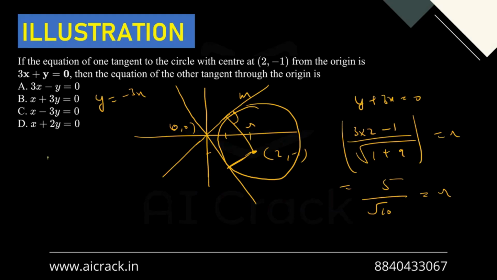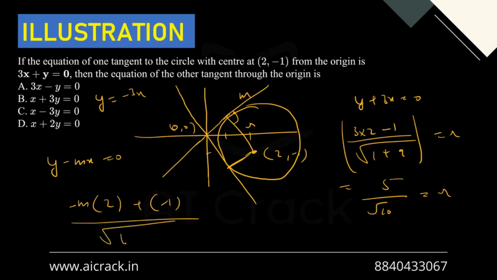So our tangent would be y equals mx, that is y minus mx equals 0, because it's passing through the origin. So you just have to drop the perpendicular, that would be minus m times 2 plus minus 1 divided by under root 1 plus m square equals 5 by root 10. We just have to square it and we'll get the value of m.